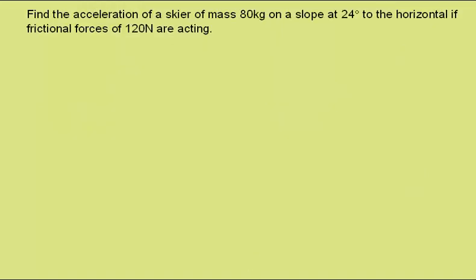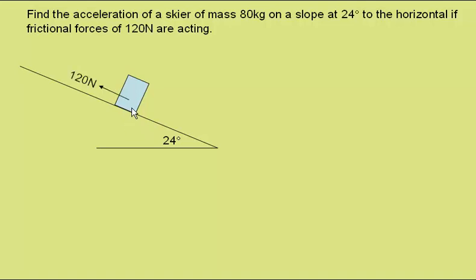Let's look at a problem using this equation. Find the acceleration of a skier of mass 80 kilograms on a slope at 24 degrees to the horizontal if frictional forces of 120 newtons are acting. Well, first we'll draw our slope at 24 degrees to the horizontal, add the skier with a frictional force opposing motion, that is up the slope, of 120 newtons.